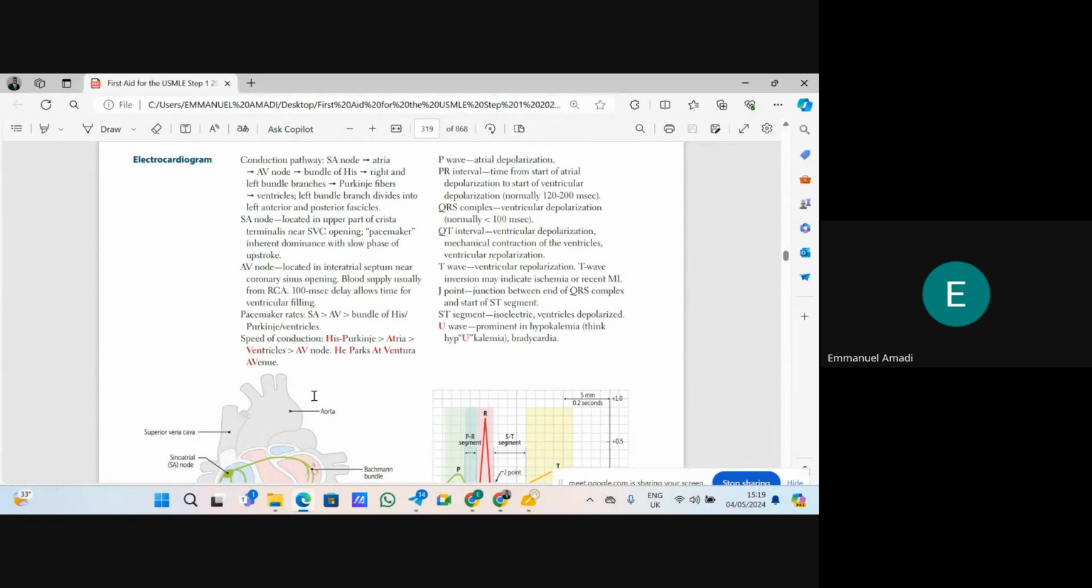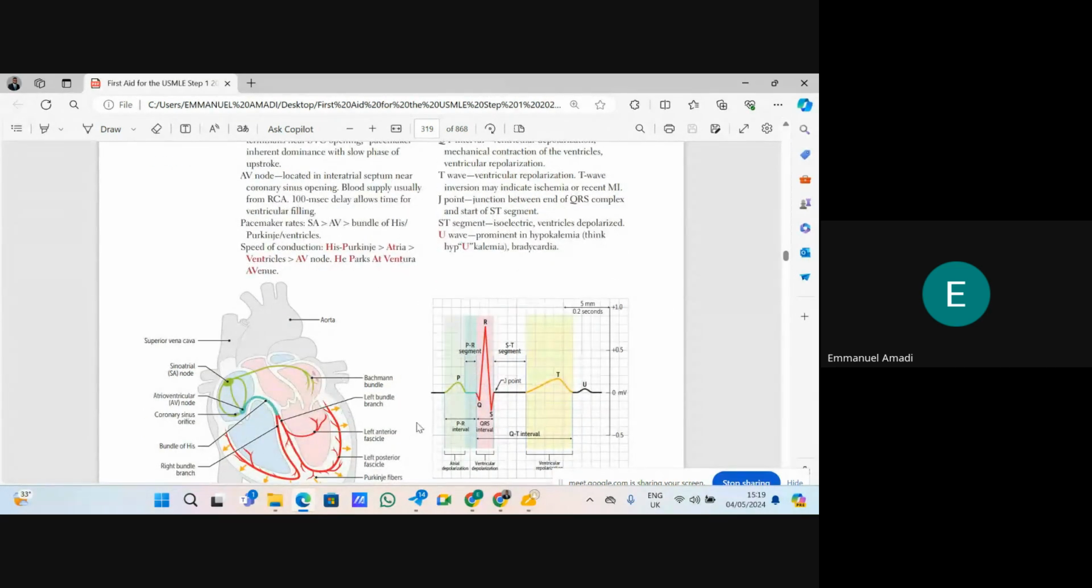Now, when you look at this, this is your normal ECG. Now, you know how to draw the ECG. This is the P wave. This is the QRS complex. This is definitely your ST segment. This is your T wave. This is your QT interval. Now we're going to look at what all of these things mean.